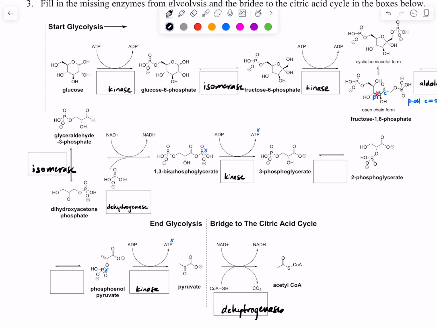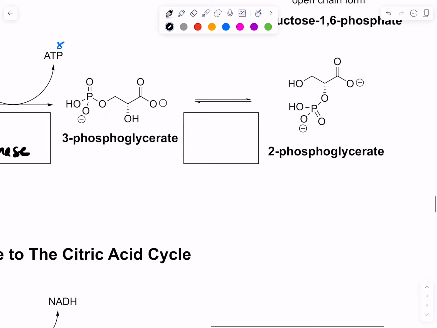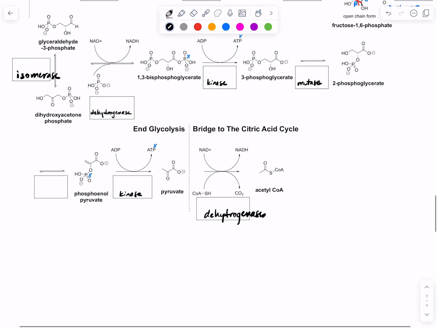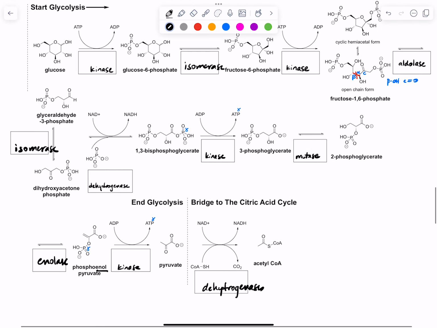There's a couple others. This one that moves the phosphate group is a mutase. And then this one that does the dehydration to get phosphoenolpyruvate, enolase. Good. Now, it's up to you to go back and get the right substrate names as appropriate in those names. But you're seeing how a knowledge of what's happening can help you remember what the right enzyme name is.